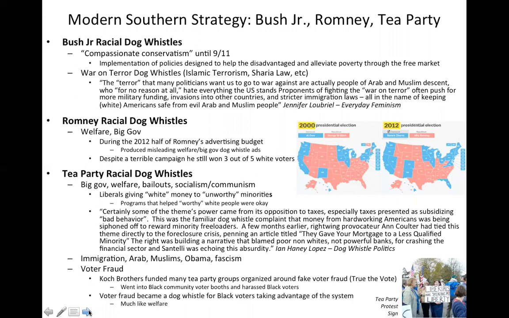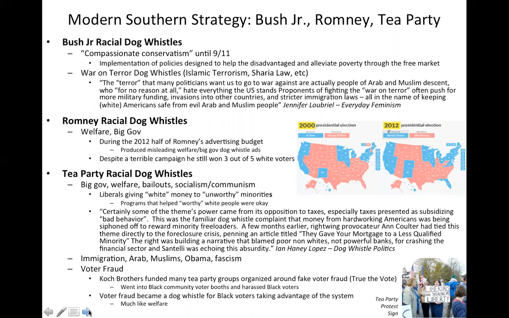Romney brings back a little bit of it, where he talks about welfare reform and big government again. And despite running a terrible campaign, he still wins the majority of white voters. And then we see the Tea Party rise during Obama's election in 2009 and 10. We're going to have a whole section on the Tea Party, so you can learn more about that. But we start seeing, again, big government, welfare reform, bailouts, socialism, communism, all different kinds of racial dog whistles, and just normal Red Scare dog whistles as well.